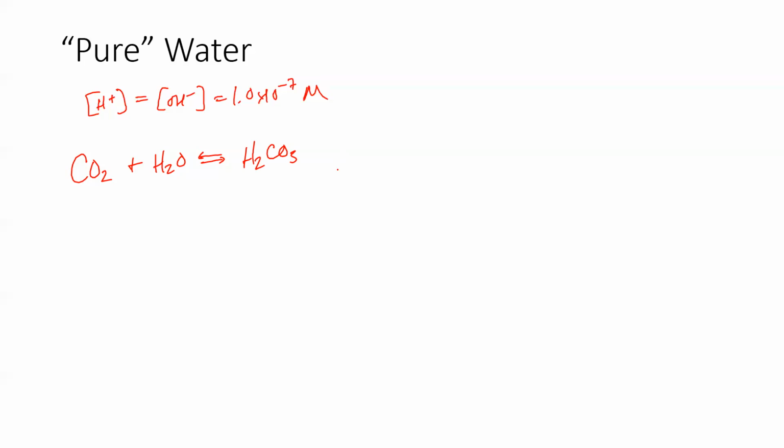I don't remember the Ka for carbonic acid, but it's a fairly weak acid, but still it's going to drop the pH a little bit. And so most of the water out there has a pH of something like 6.8. It's something that's really close to 7, but it's not exactly 7.